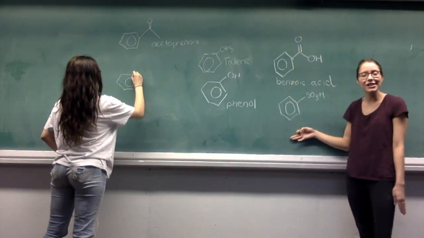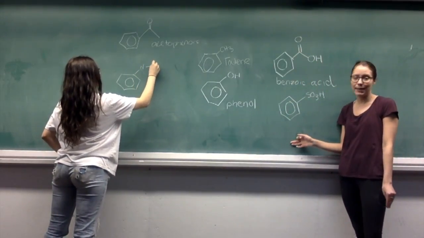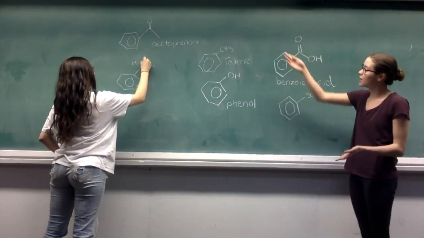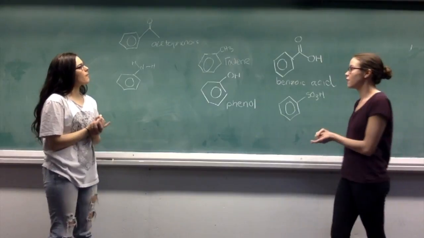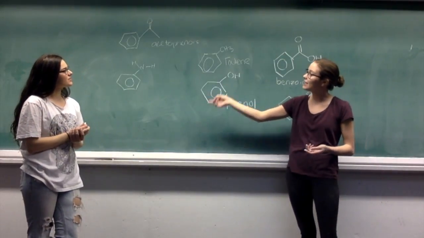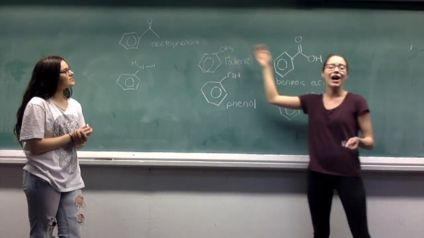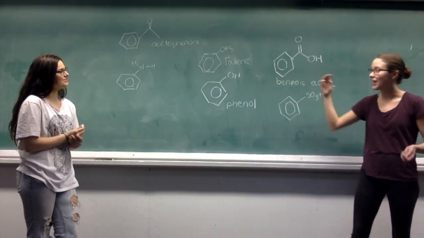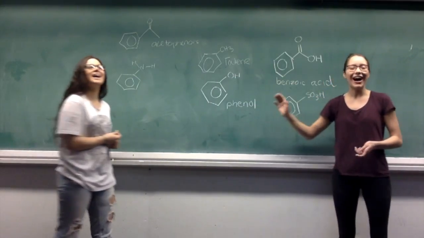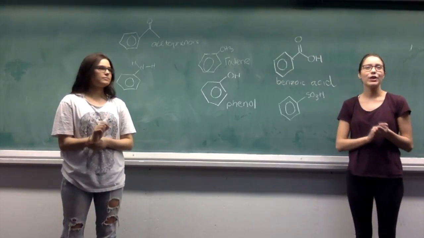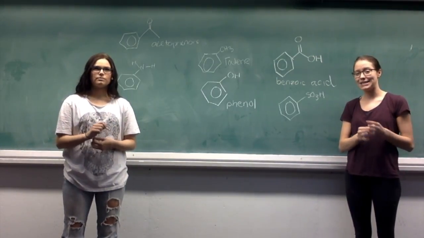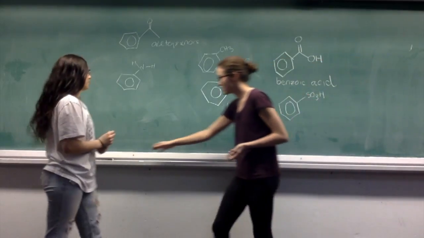So, to save yourself some time when naming benzene derivatives, these six, benzoic acid, sulfonic acid, aniline, acetophenone, toluene, and phenol, are good ones to use. Now, we are going to talk about naming benzenes with multiple substituents.